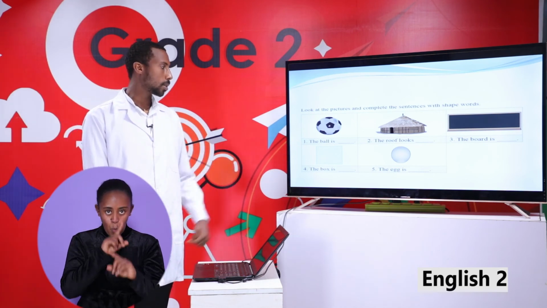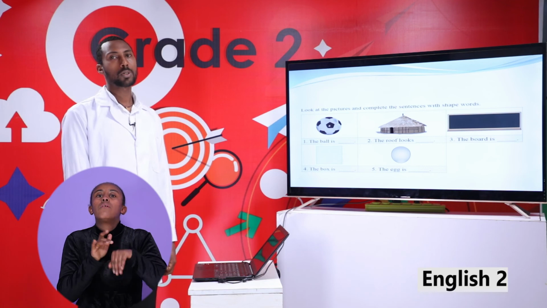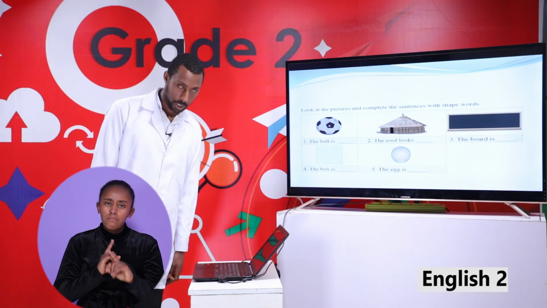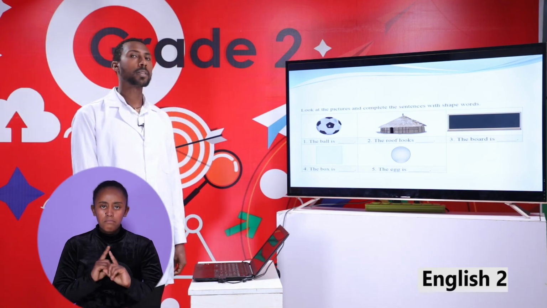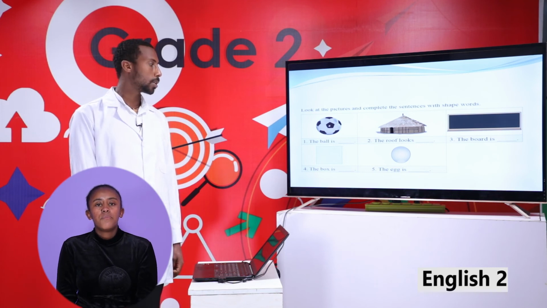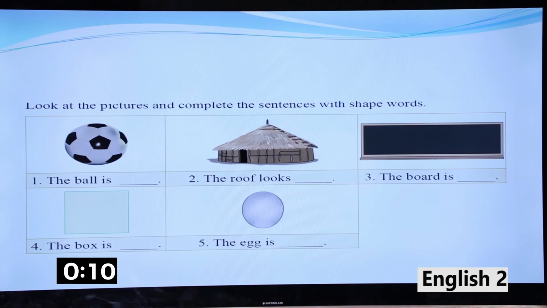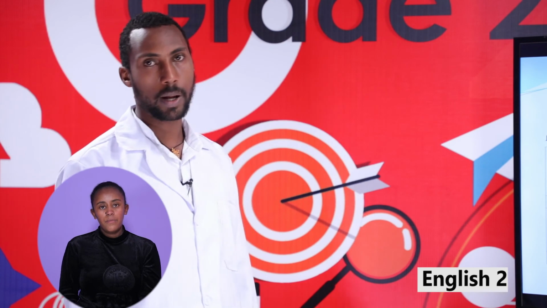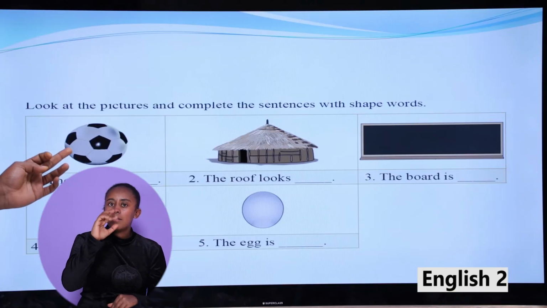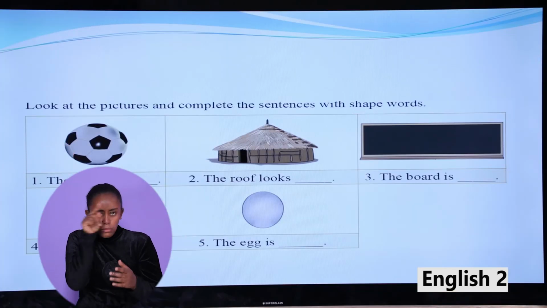The question says, the ball is dash. So, what will be the answer for this question? Well done. Thank you very much. The answer is what, student? The ball is a circle because it has a circle shape.